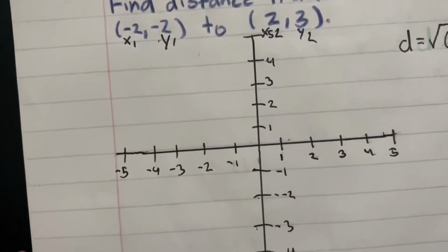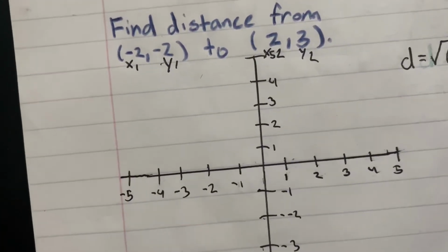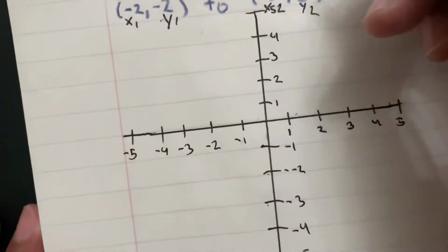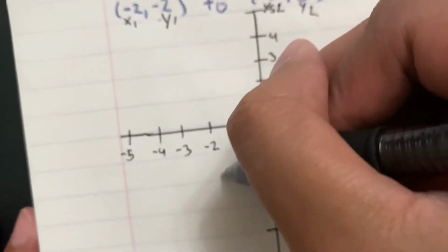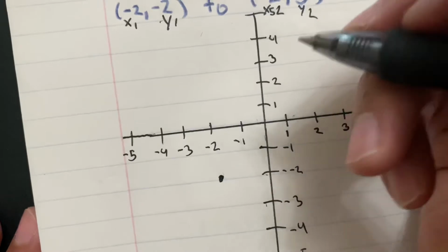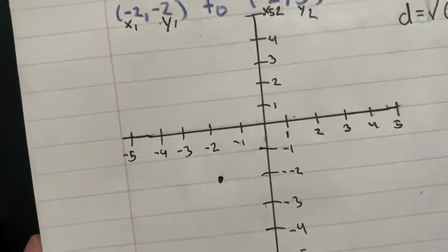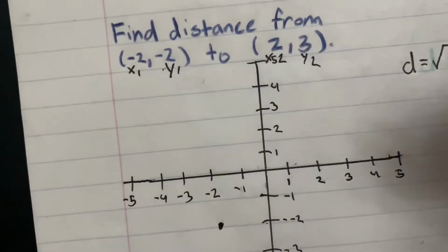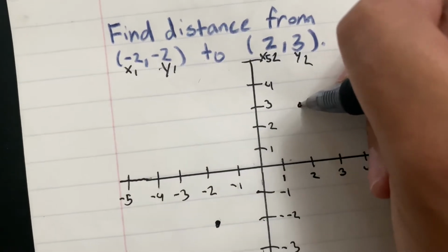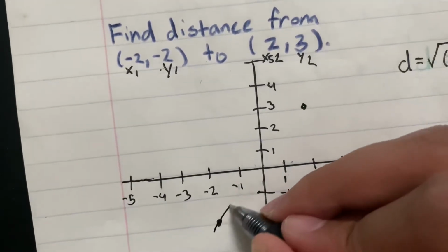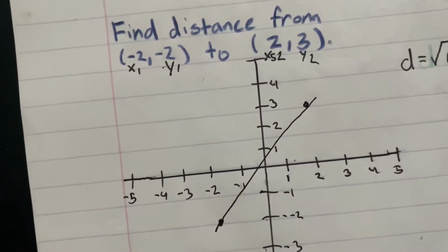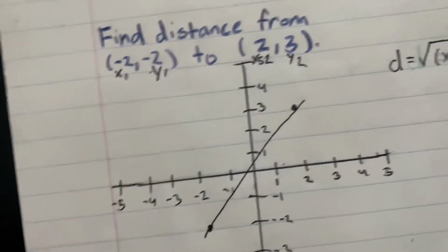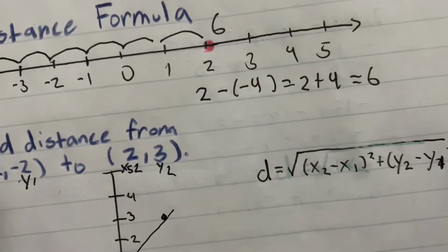We're going to use this graph to at least label where -2, -2 is. So right there. And then we have 2, 3, which is right here. We will want to connect and see the distance from there. So let's start off by plugging in the formula.